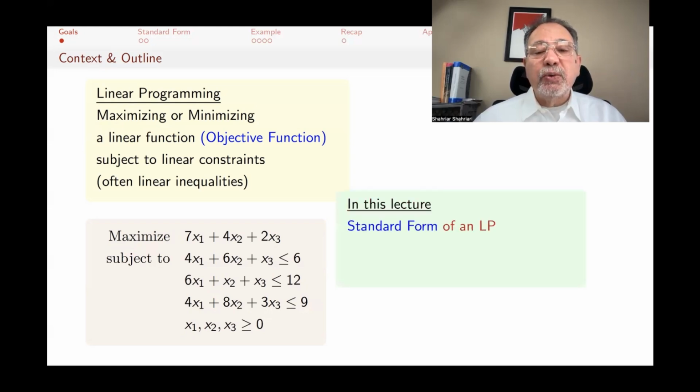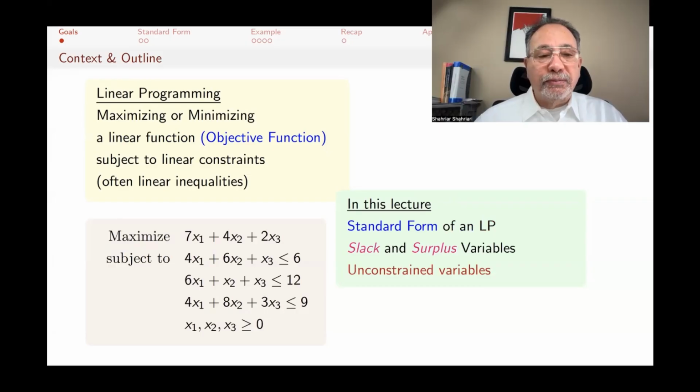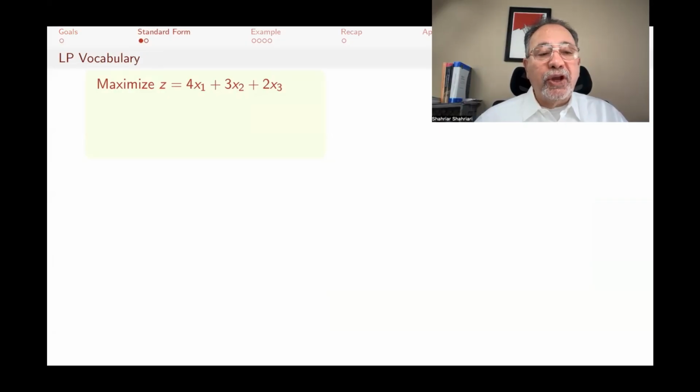In this lecture, we will tell you what the standard form of an LP is and introduce slack and surplus variables, and tell you what to do with unconstrained variables if your original LP is not in standard form. Let me remind you of some linear programming vocabulary.